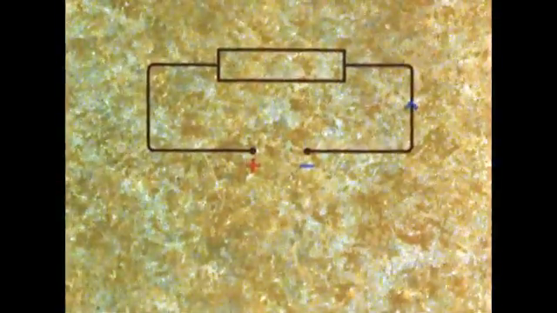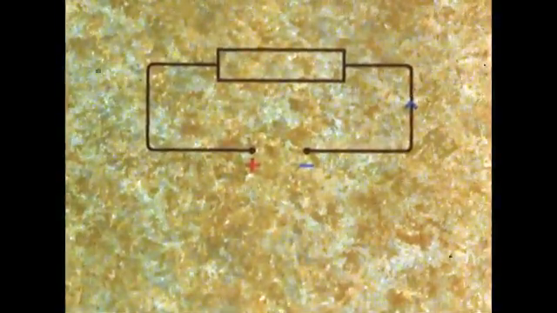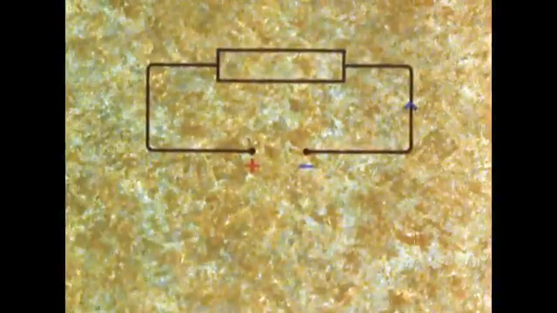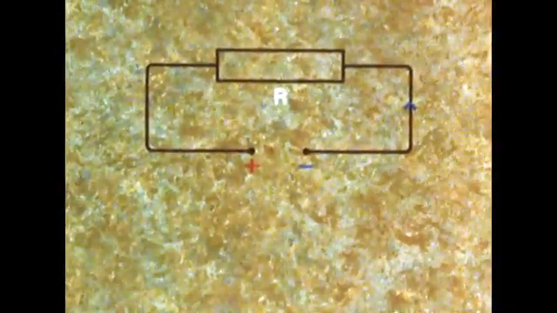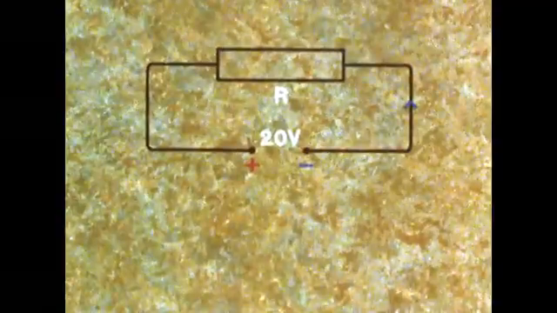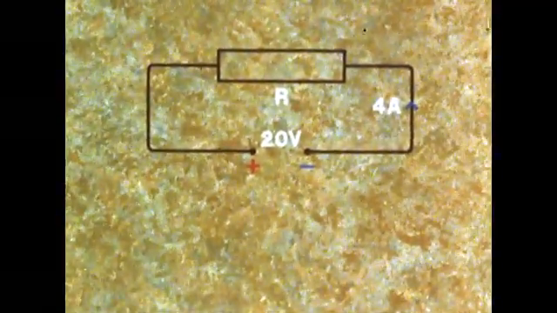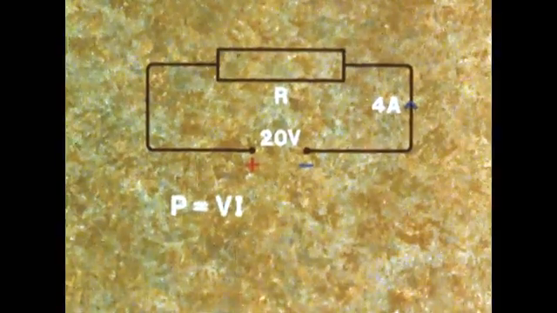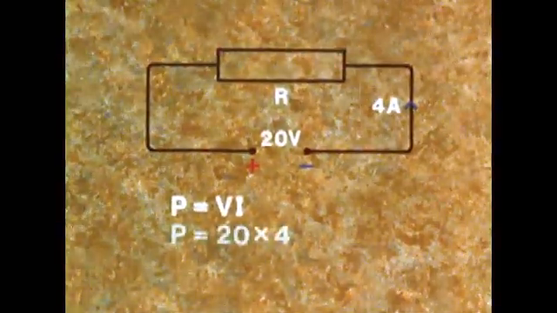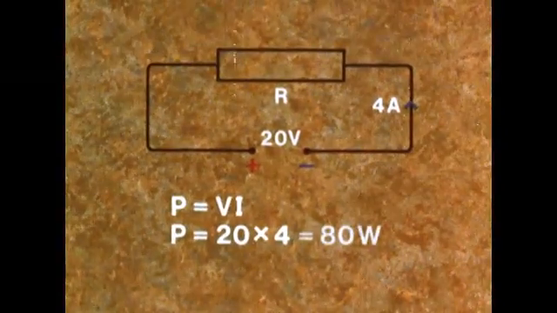Perhaps we should try a few examples. You might want to calculate the power absorbed by a resistor R when the applied voltage is 20 volts and the current flowing is 4 amps. Well, P equals VI, which equals 20 times 4 equals 80 watts.